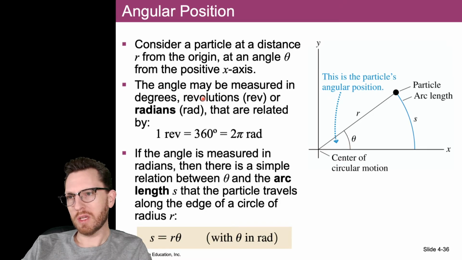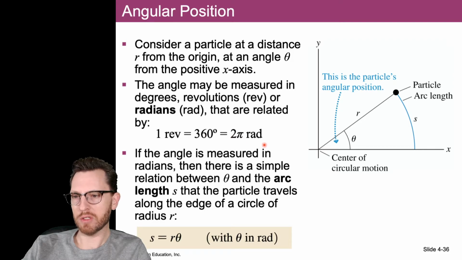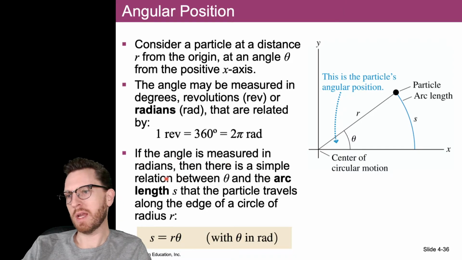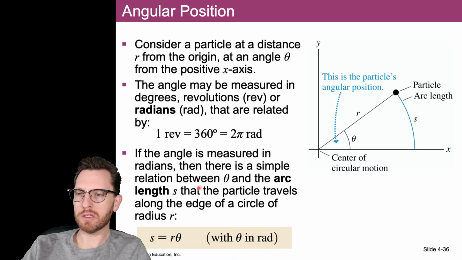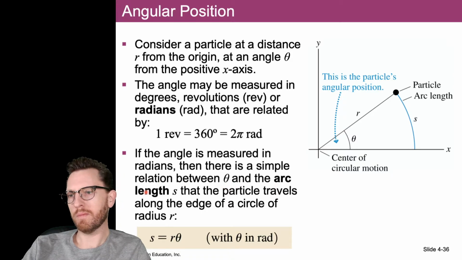That angle can be measured in degrees, revolutions, or radians. Very typically, though, we're going to use the radian units for our calculations here, but we have this handy conversion that we can use to move between the different ones. And so we can see if the angle is measured in radians, then there's a simple relationship between theta and that arc length s. That arc length s is just r times theta.